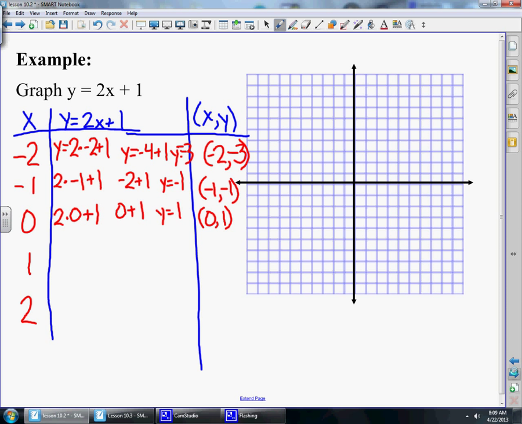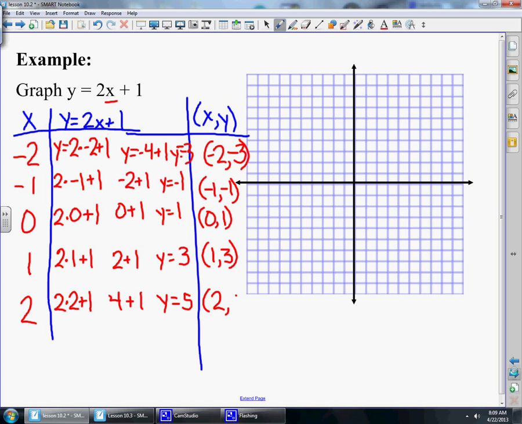Now we're going to plug 1 in for x. 2 times 1 plus 1. So 2 plus 1, y is equal to 3. So the next point is (1, 3). Now we're going to plug 2 in. 2 times 2 plus 1. 2 times 2 is 4. 4 plus 1, y is equal to 5. We have (2, 5). So now we're going to graph the points.